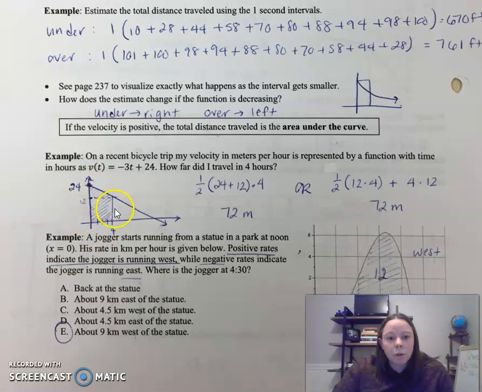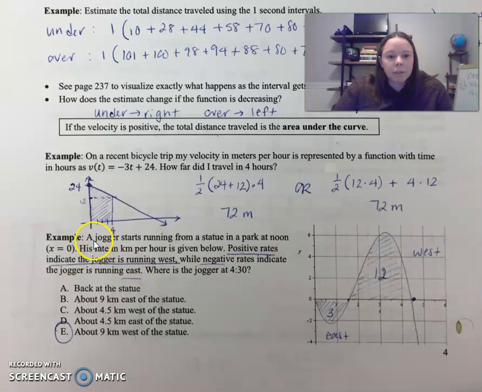And we notice it makes a trapezoid. So you can use the trapezoid formula, or if you happen to forget it, you could break it up into a triangle plus a rectangle. But this now tells me how far I traveled during that 4-hour period.